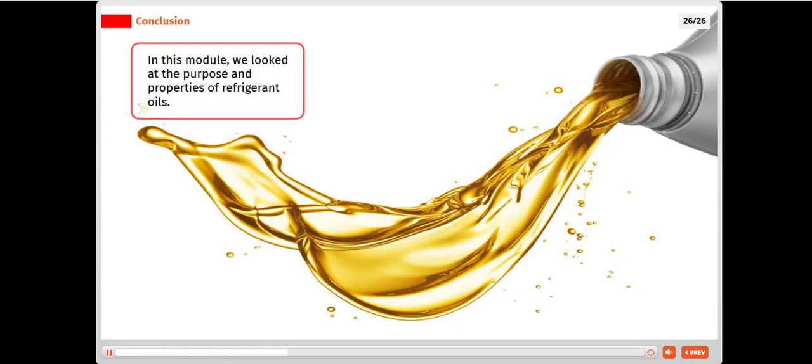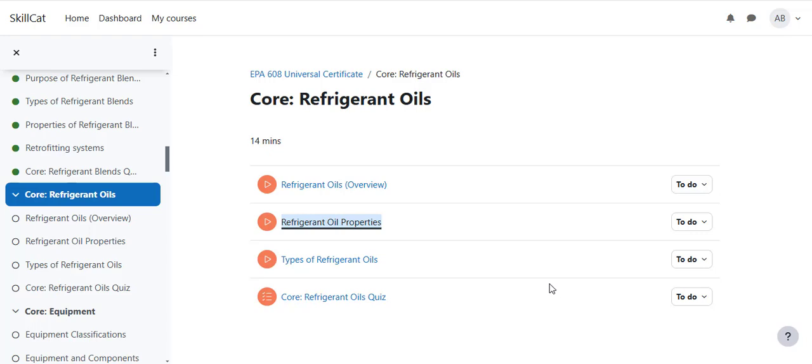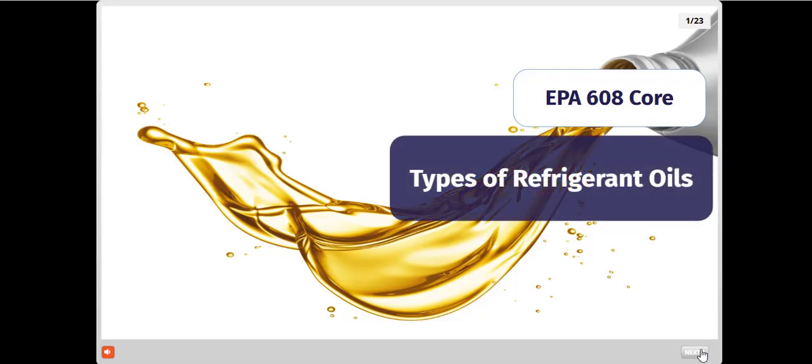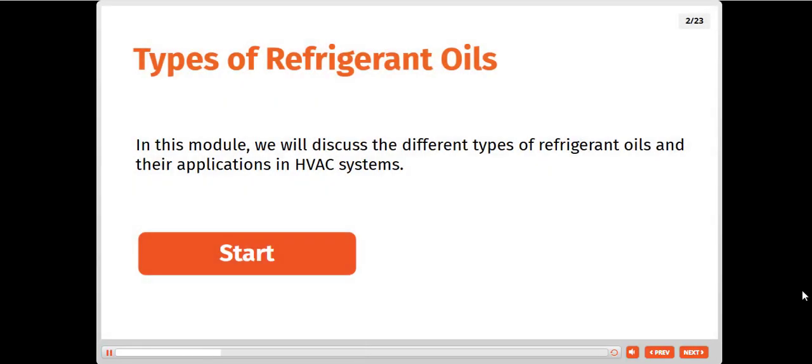In this module, we looked at the purpose and properties of refrigerant oils. Let's go to the last part in refrigerant oils, and after this we will have the quiz. Let's go to types of refrigerant oil. In this module, we will discuss the different types of refrigerant oils and their applications in HVAC systems.